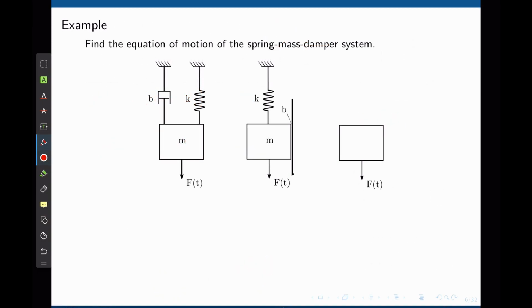Now that we have the basic elements that we can use to model any mechanical system, we can attempt to describe the motion of this mass spring damper system here. Let's neglect gravity for now. This mass is subjected to a force F of t, and we have a damper and a spring holding that mass in place.